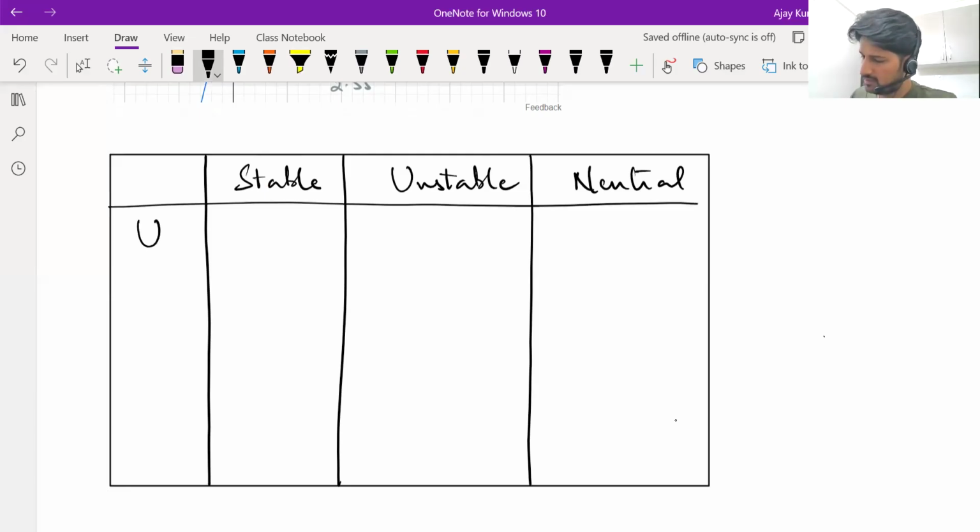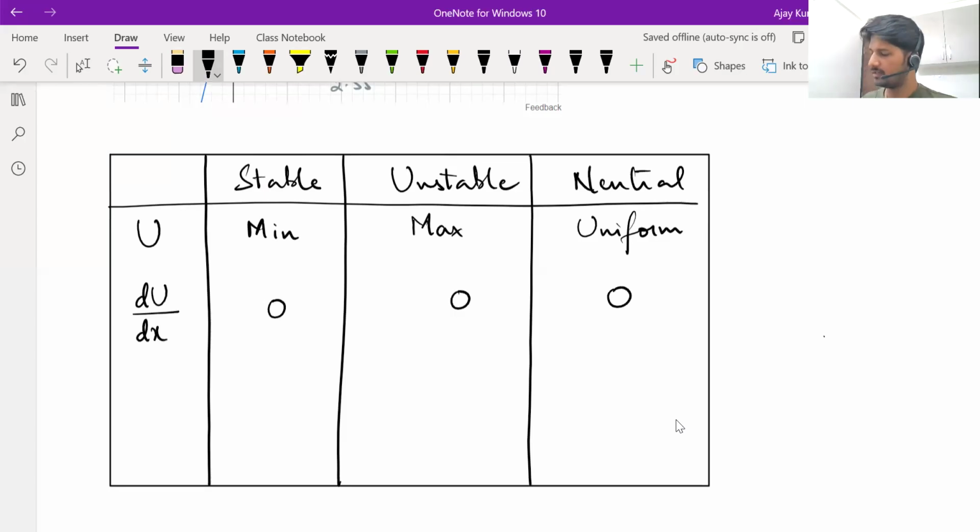Potential energy, if you see, at stable equilibrium, it is minimum. At unstable equilibrium, it is maximum. For neutral equilibrium, it is uniform, meaning neither minimum nor maximum. Now, if a function is at its minimum or maximum or uniform, the first derivative has to be 0. So for stable, unstable, and neutral equilibrium, the derivative of potential energy will be 0.